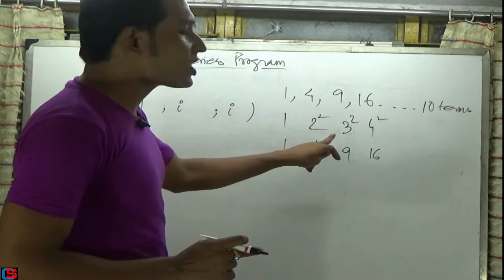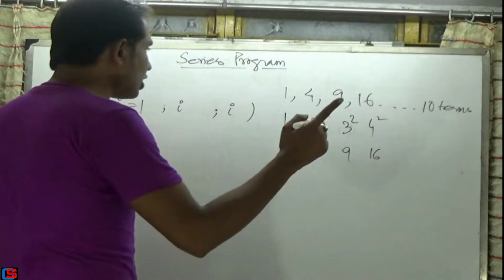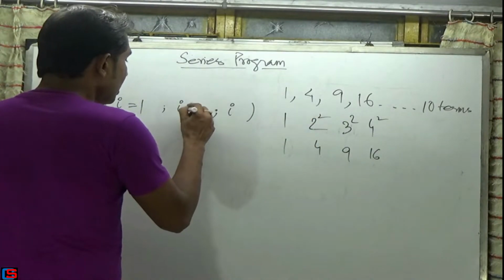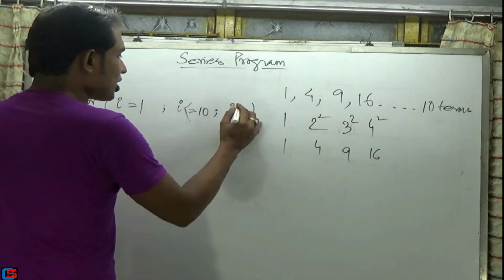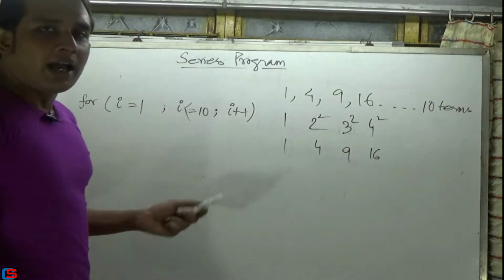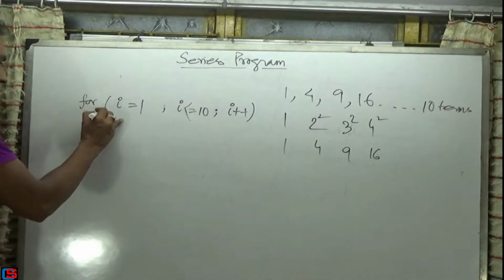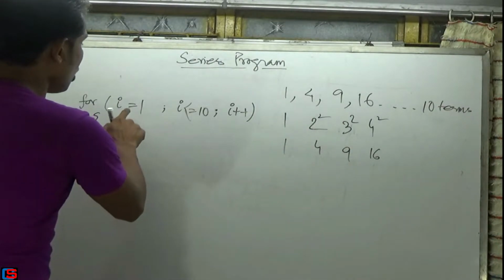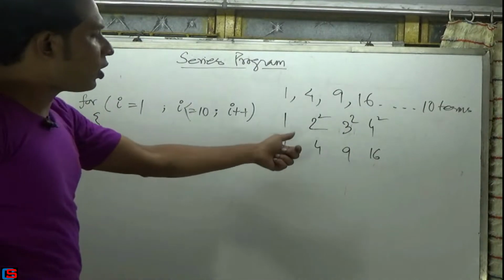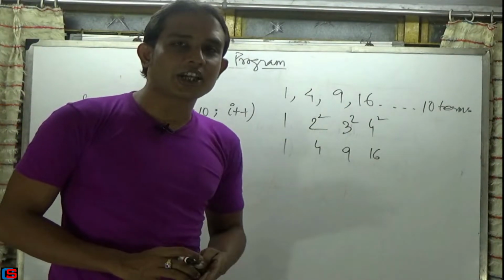As the value is increased by 1, 1 into 10, so the last term is up to 10 terms. So i less than or equal to 10, and as the value is increased by 1, i plus plus. Then within these braces I am going to square the value of i and print it, and we can easily get the series.